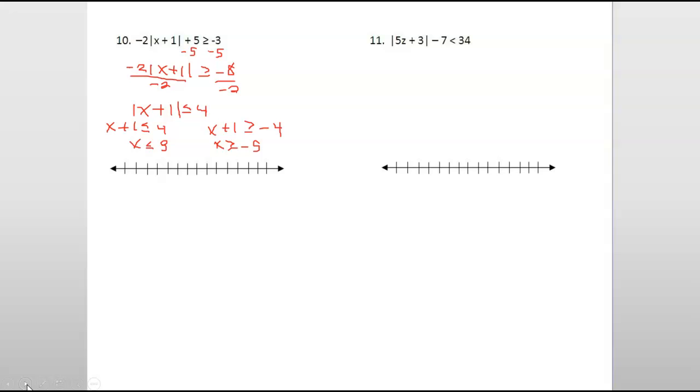So again, this is an "and," so they should overlap or intersect. So we have negative 5 and 3. These are closed circles, and we shade between.